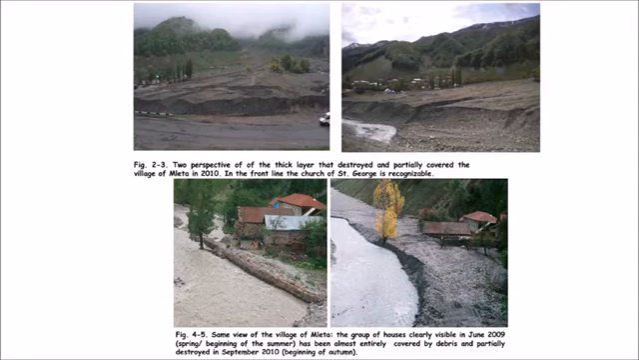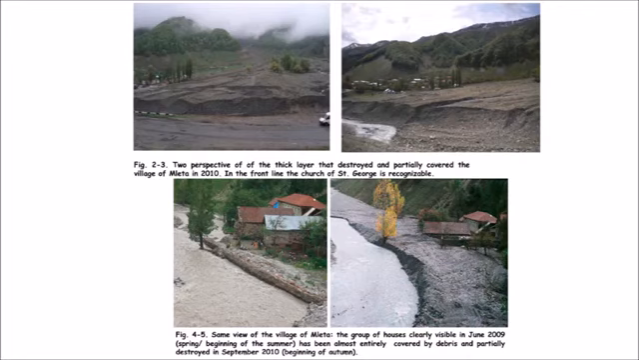So these are some pictures that I took when I went there. The upper pictures show the alluvial fan that we saw previously in the aerial photograph, with a very thick layer of sediments, and in the background there is the village of Mleta.